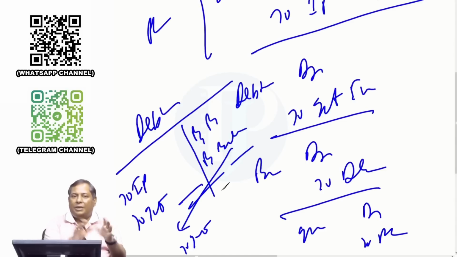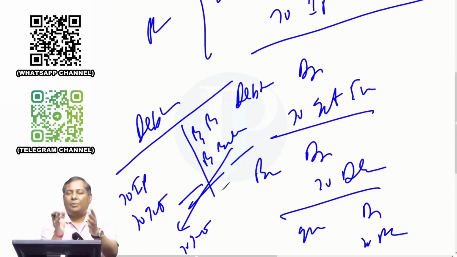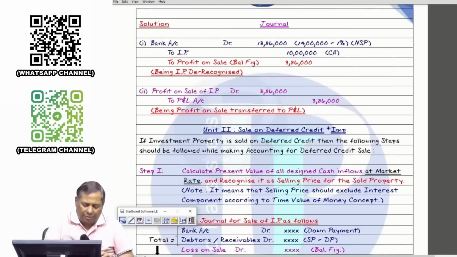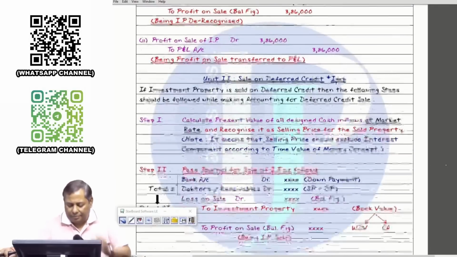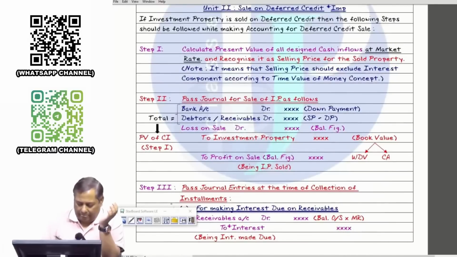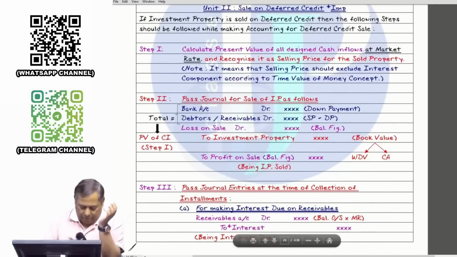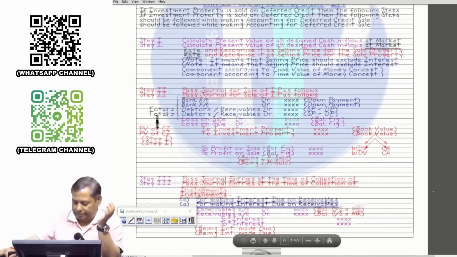If it's sold in cash, then there's no interest. And if you take the money in installments, then deduct interest. And then interest will be updated over the period. The whole concept has been taught to you. I will just give you an example to check.